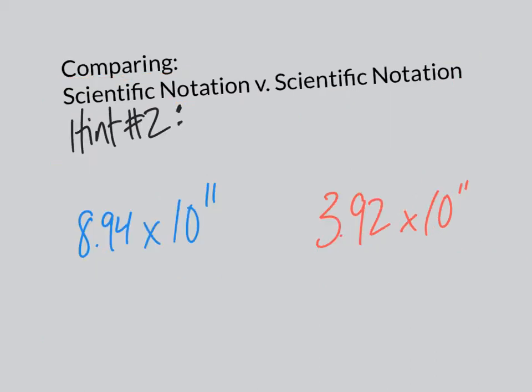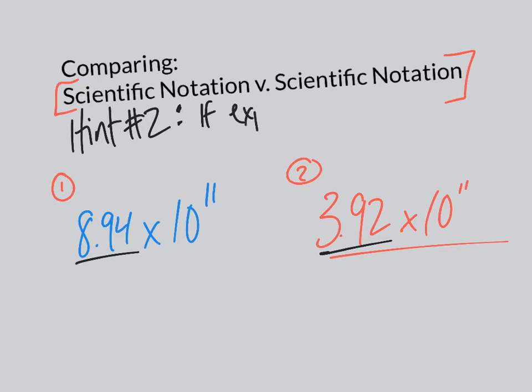Hint number two, when you're checking again scientific notation versus a scientific notation number. So number one there, scientific notation. Number two, scientific notation. Compare the numbers, which is bigger, which is smaller. Here you have the exact same exponent. We're taking 10 to the 11th power as our decimal mover. So we have our base, 8.94 and 3.92, both are being multiplied by 10 to the 11th. So hint number two, if exponents are the same, well, then check the bases.